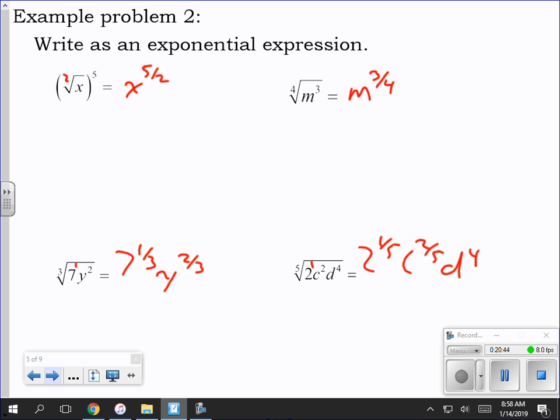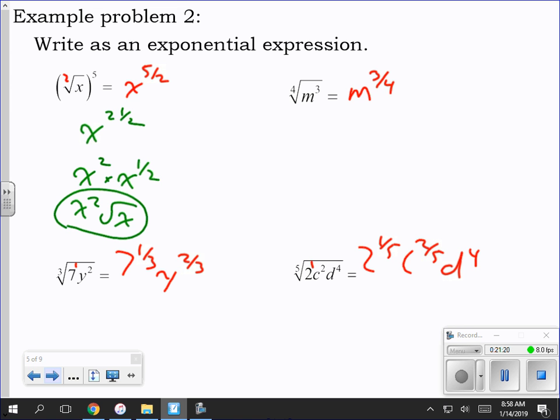5 over 2 is 2.5, right? You rewrite that as a mixed number. X to the 5/2 is x to the 2.5 power, which is x to the 2nd power times x to the 1/2 power. Because what do you do when you multiply? You add them, right? And when I say the rules, the rules can go in both directions. So I can split 2.5 up into two things, which means I have x squared and the square root of x. This is the simplified form of that, which is what we did the other day.